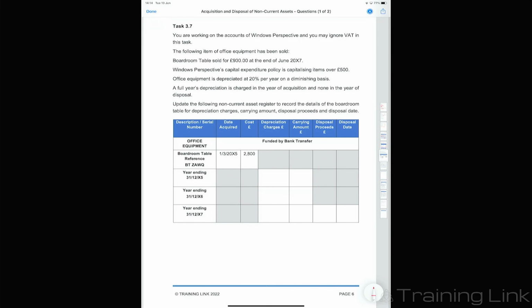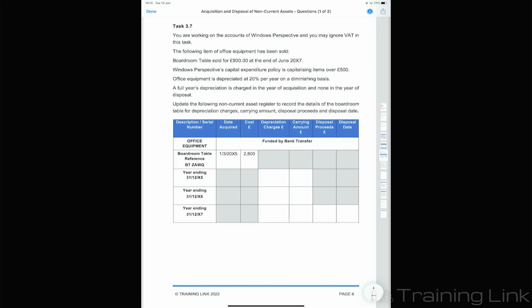Okay, so let's look at number 7. So you are working on the accounts of Windows Perspective, and you may ignore VAT in this task. The following item of office equipment has been sold. So a boardroom table sold for £900 at the end of June 2017.